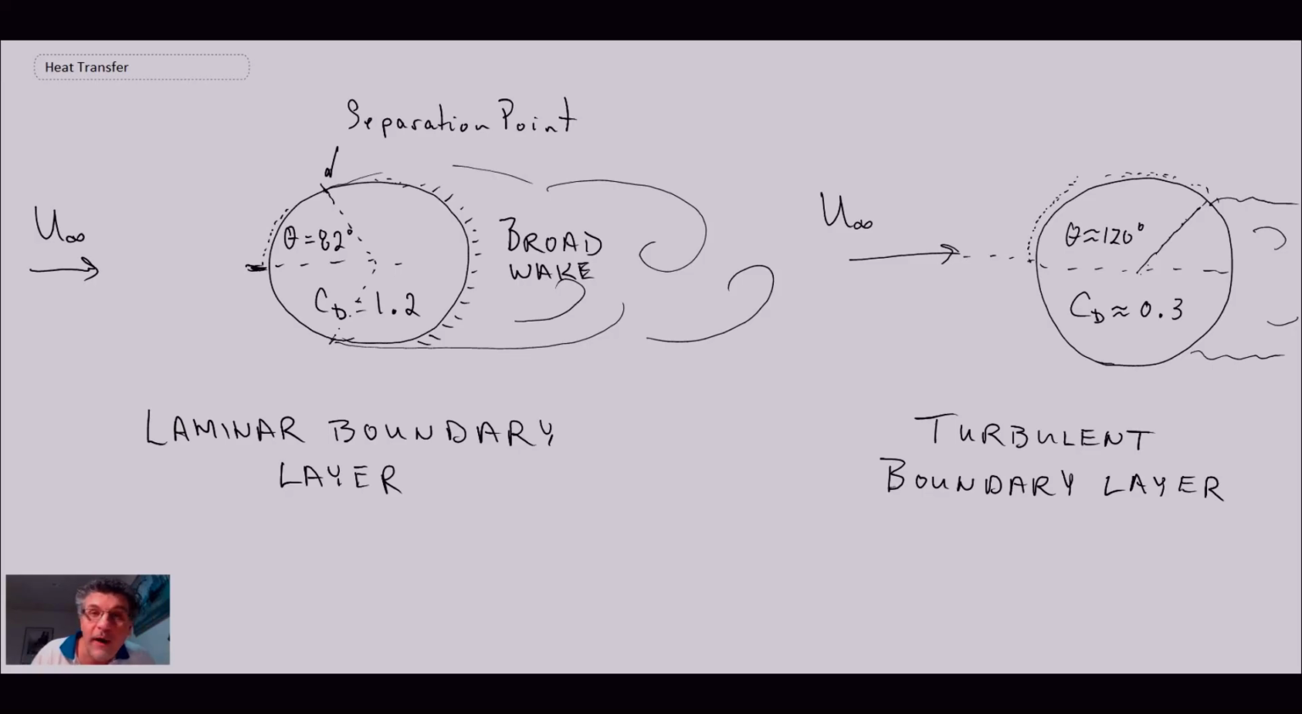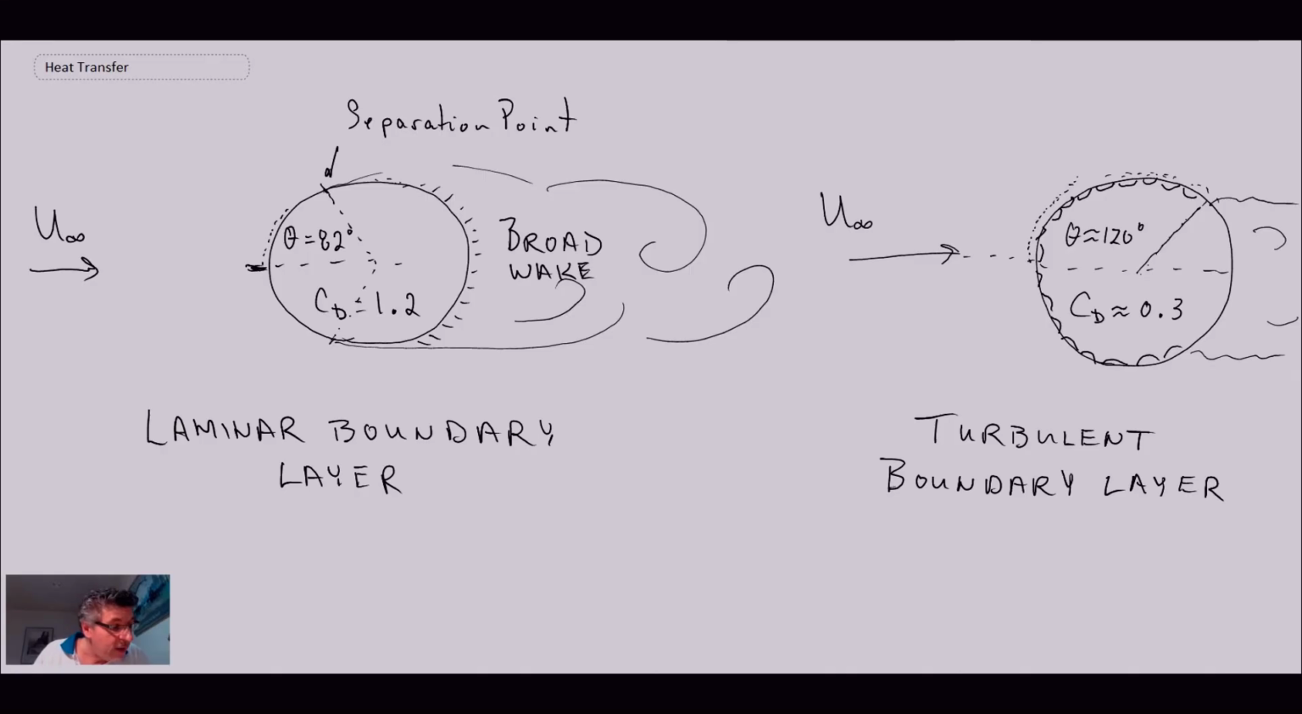This is why golf balls are dimpled. Golf balls are dimpled in order to cause the boundary layer to transition. And through the transitioning process, the drag coefficient goes down and golf balls fly much further than if you only had a laminar boundary layer forming on the golf ball. So that is the purpose of the dimples. They cause the boundary layer to transition.